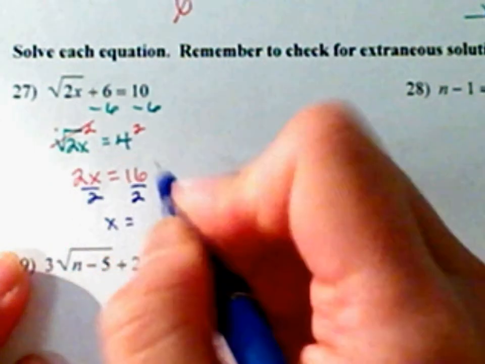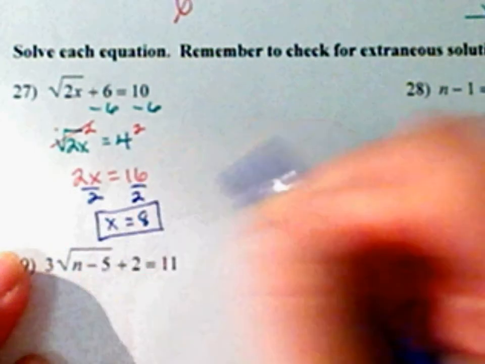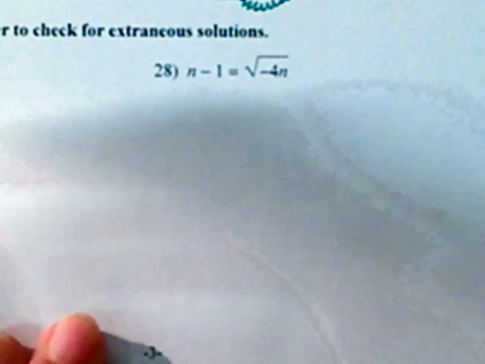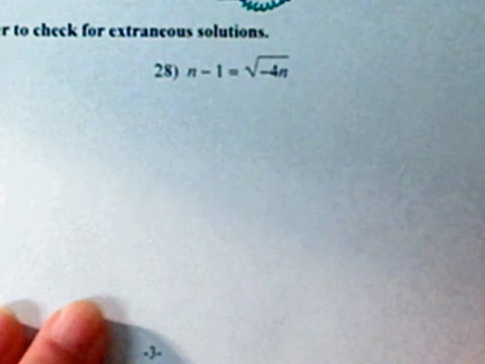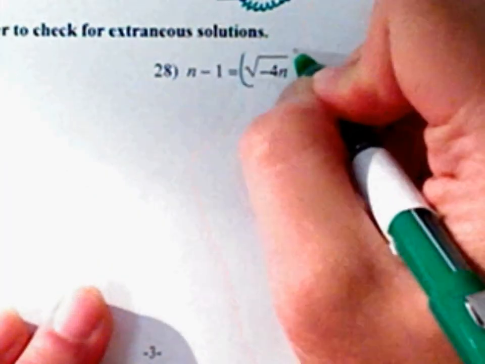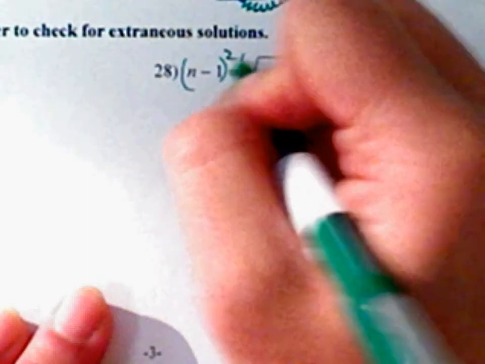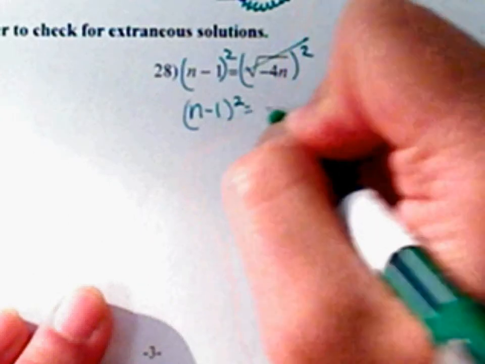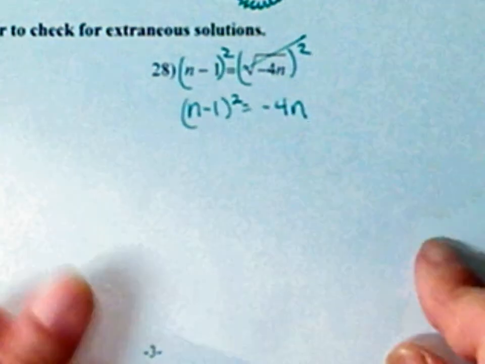All right. Number 28. If you only have one solution on 27, you're good. All right. How do you get rid of this square? You're going to square it. See how that goes away? So you got n minus 1 squared is equal to negative 4n. All right. I'm solving for n. Now let's take a look.